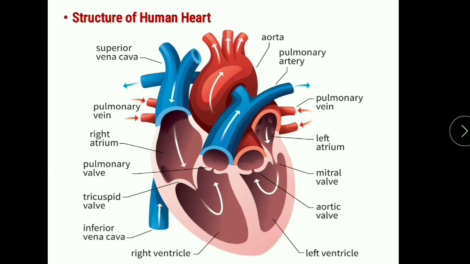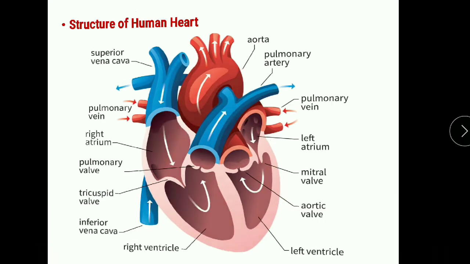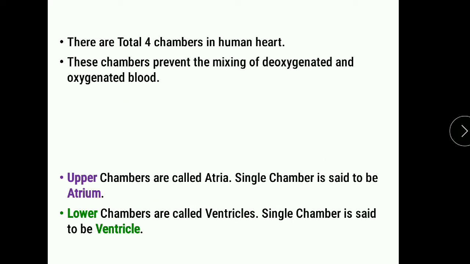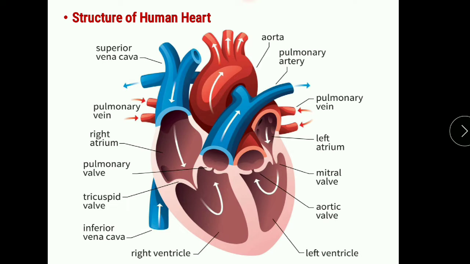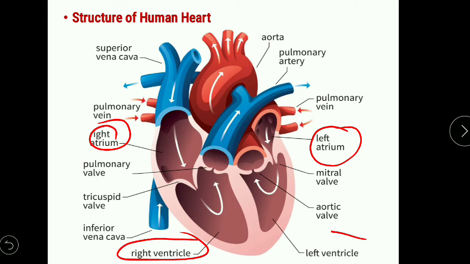There are total 4 chambers in human heart. These chambers prevent the mixing of deoxygenated and oxygenated blood. Let us try to learn about these chambers. The upper chambers are called the atria. Single chamber is said to be atrium. It is similar to the alveoli and alveolus. Like that, it is also atria and atrium. Lower chambers are called the ventricles. Single chamber is said to be ventricle.